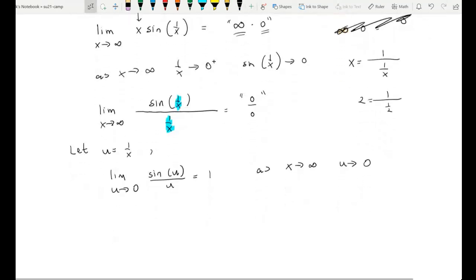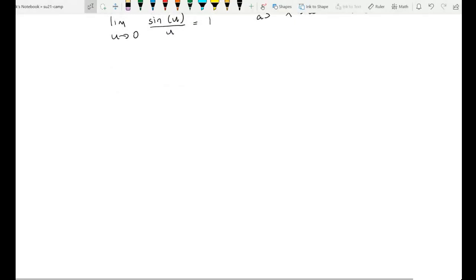Okay. Now, as another example, suppose instead we had x squared times sine of 1 over x.